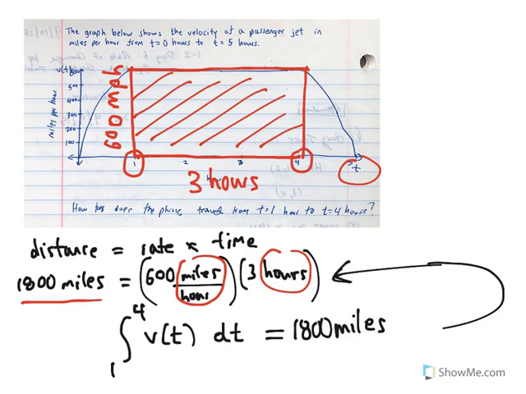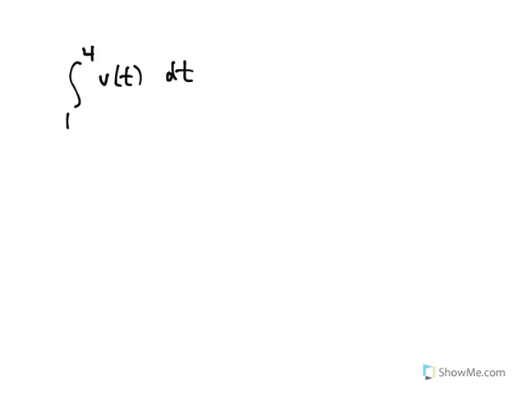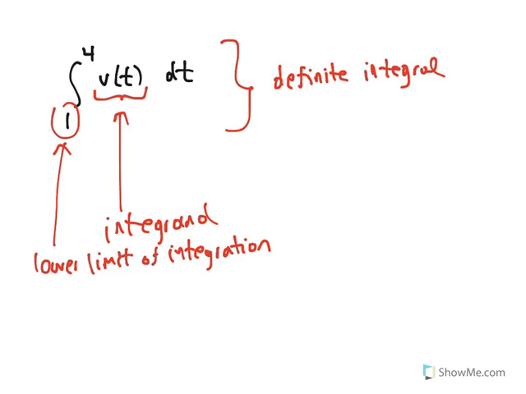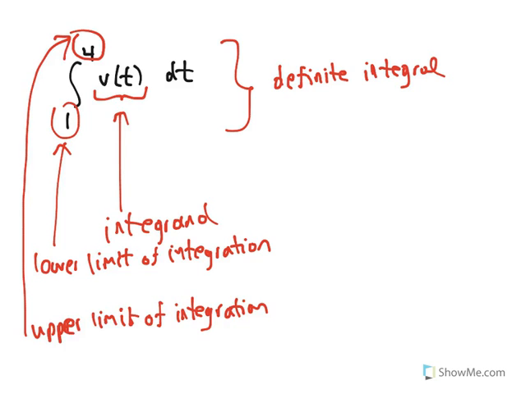So now we will do some vocabulary development. The whole thing is called a definite integral. This part is called the integrand. The 1 is called the lower limit of integration. This 4 here is called the upper limit of integration. The 1 and the 4, when we consider them together, are called just the limits of integration.